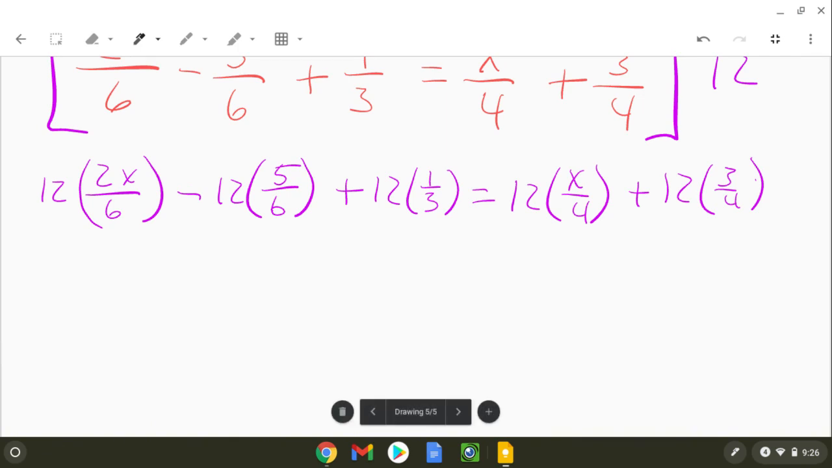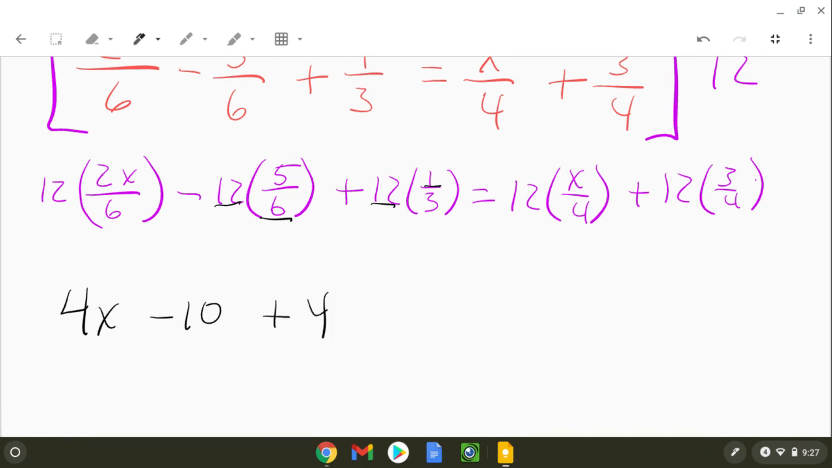So I've got 12 times 2x divided by 6. Well, the 12 and the 6 will just create a 2, 12 divided by 6. And so you've got a 2 times the 2x. So this piece is going to give us a 4x. You could do 12 times 2 is 24, and then 24 divided by 6 if you want to. For the next piece, 12 divided by 6 is 2, and then 2 times 5, that's 10. See here, 12 divided by 3, that's going to give me a 4 out of that piece.